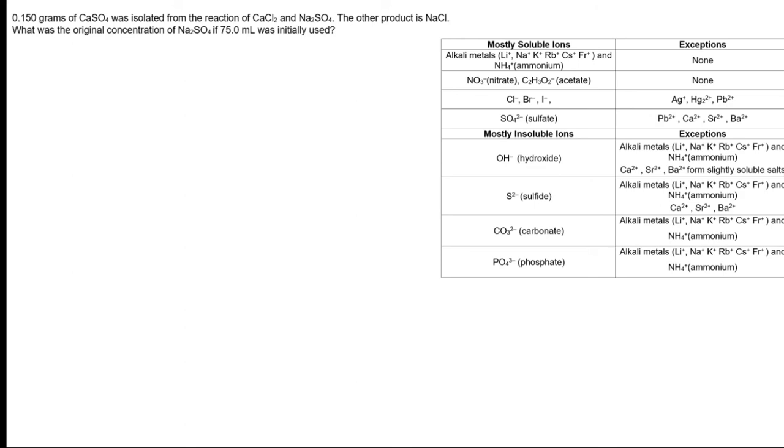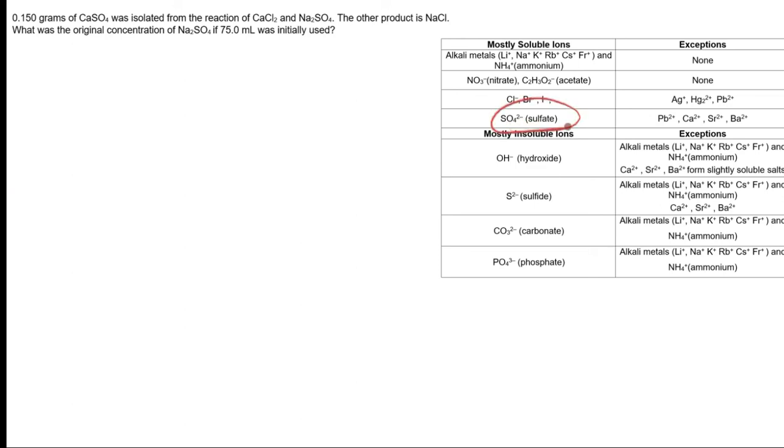First, let's get a balanced equation. If calcium sulfate was isolated from the reaction, that's definitely a product. Our problem also specified that sodium chloride was our other product. So our two reactants in this case are our calcium chloride and our sodium sulfate. If calcium sulfate was isolated, it probably means that's the precipitate, yes, but let's double check our solubility rules.